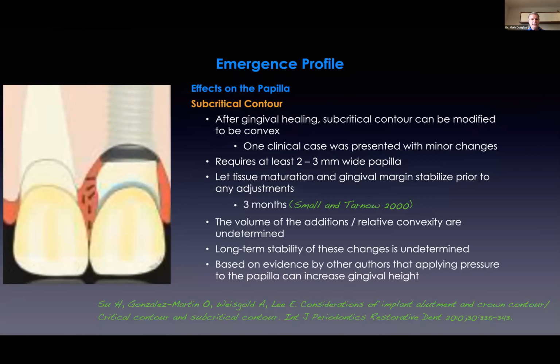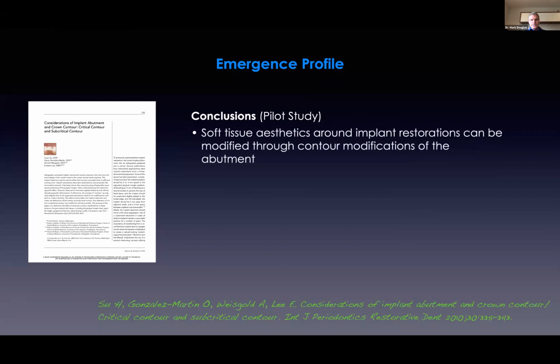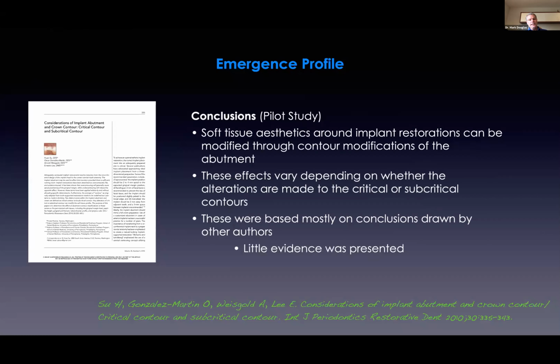So based on the evidence, this was based on evidence by other authors that applying pressure to the papilla can increase the gingival height. So the soft tissue aesthetics around implant restorations can be modified through contour modifications of the abutment. These effects vary depending on whether the alterations are made to the critical or the subcritical contours. These are based mostly on conclusions drawn by other authors. Little evidence was presented.